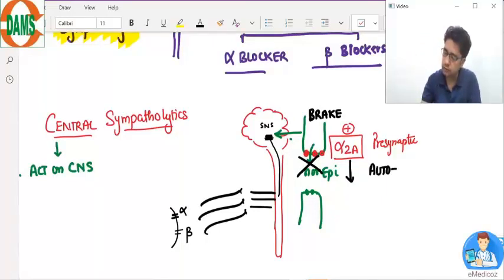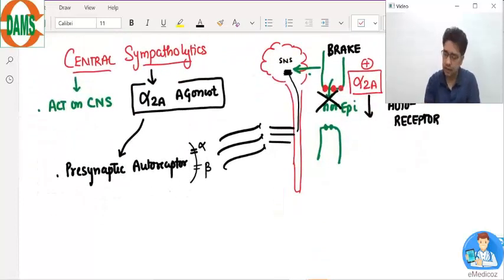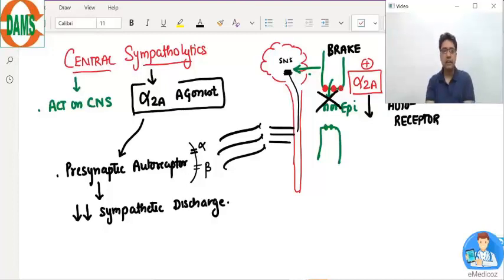Hence, it is known as autoreceptor. So why is it known as sympatholytic? Because they are alpha 2A agonists. Alpha 2A is a presynaptic autoreceptor, and when you stimulate this autoreceptor, it will decrease sympathetic discharge. Okay, all nerves have some kind of autoreceptor. But pharmacologically speaking, we have drugs against certain receptors. We have to learn about those receptors in detail.